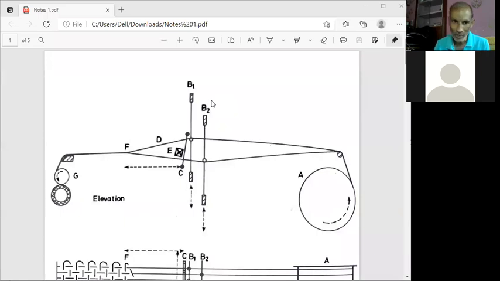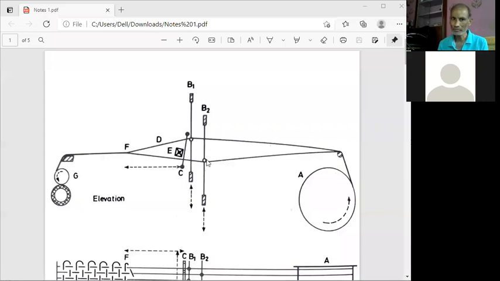So in this case, just before the insertion of the first pick, we have lifted heald number 1 and lowered heald number 2. इसको थोड़ा ऊपर दिखाया हुआ है, it means we have lifted this, and we have lowered this one. This heald frame is raised, this heald frame is lowered. One is raised, 2 is lowered.